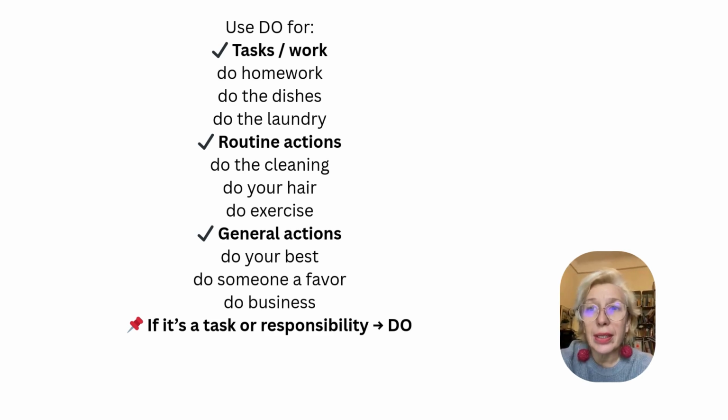First of all, tasks and work. Do homework, do the dishes, do the laundry. Routine actions: do the cleaning, do your hair, do exercise. General actions: do your best, do someone a favor, do business. So if it is a task or responsibility, we use "do."